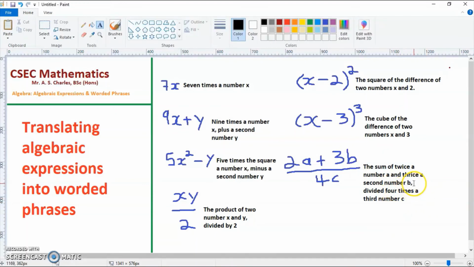The reason why we introduce that comma here is because we're dividing the entire numerator by 4 times the third number c. So now you have learned how to translate an algebraic expression into a worded phrase.